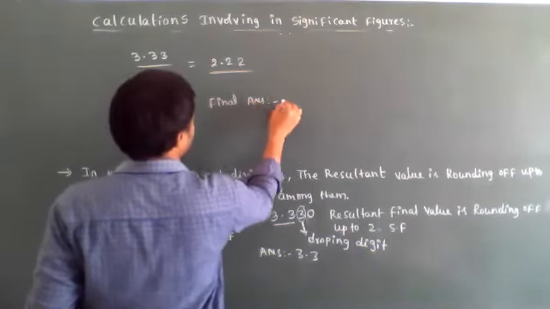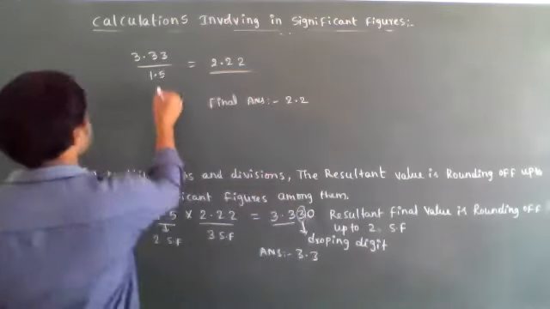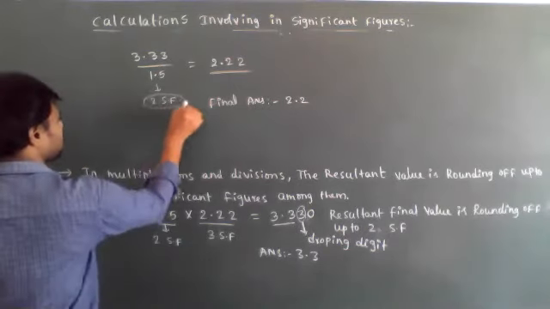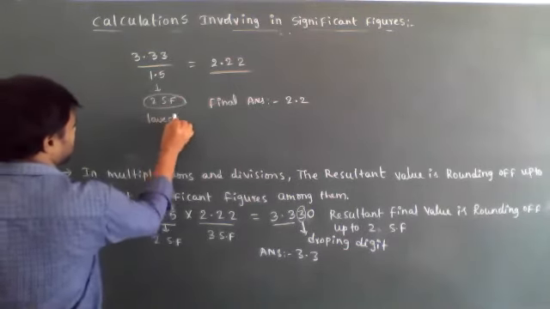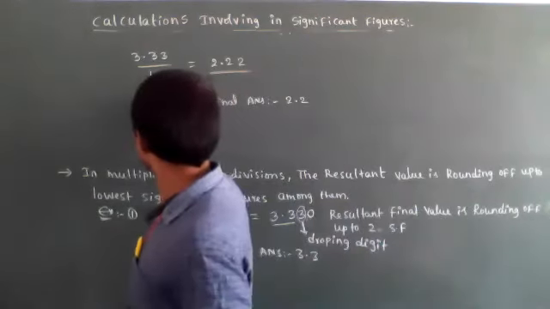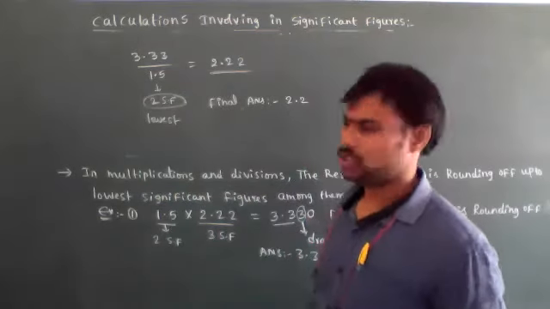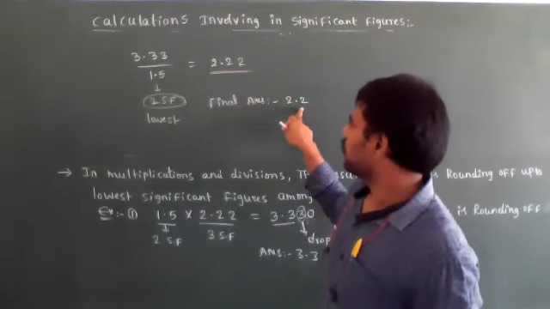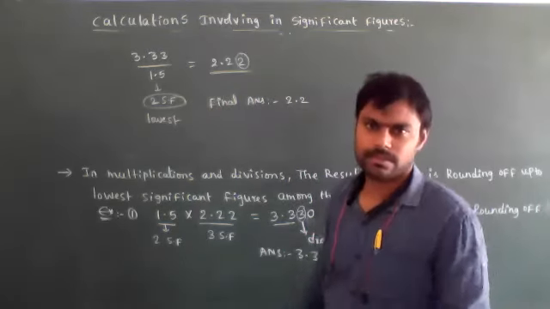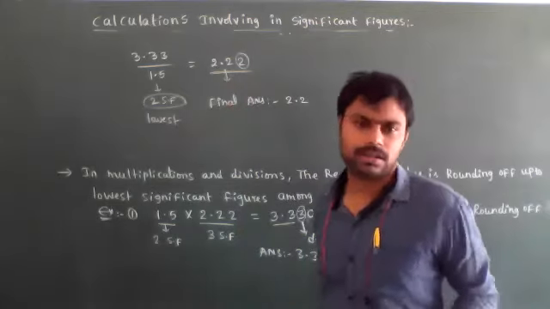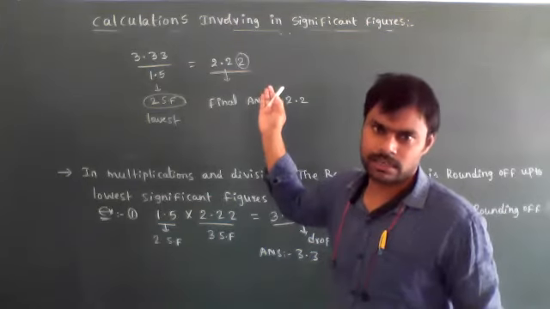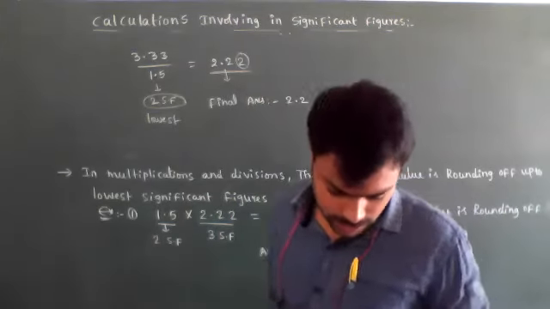So the final answer is 2.2 only, because it has 2 significant figures, the lowest significant figures. How many? 2 only. The lowest significant figures are 2. So the resultant answer also we need to report as 2 significant figures, 2.2. This is the dropping digit. Up to here we need to report, and the dropping digit 2 is less than 5. That's why we don't consider it. Clear? Next.